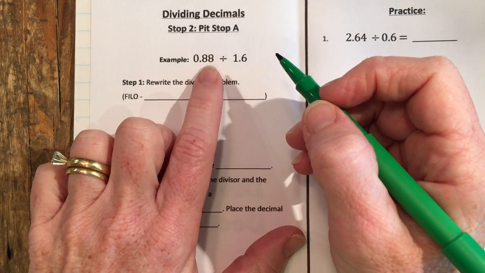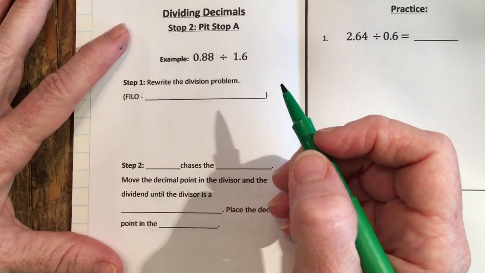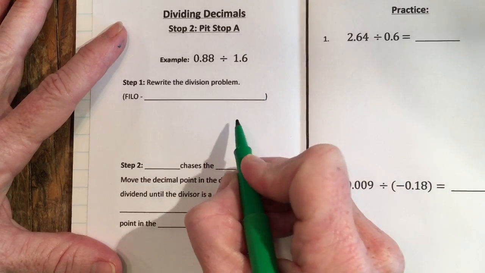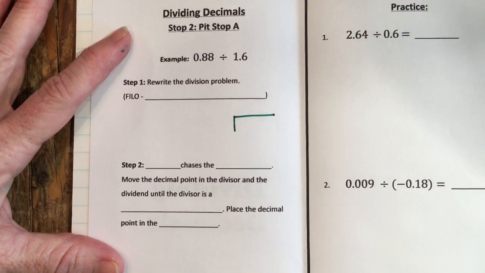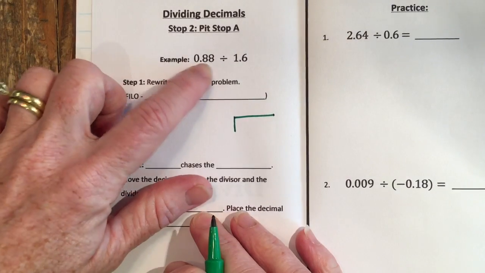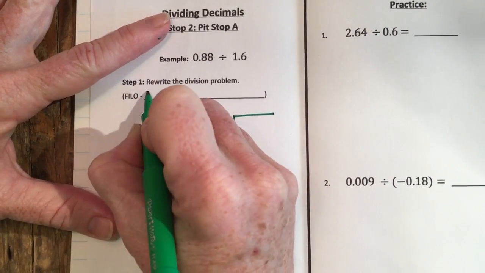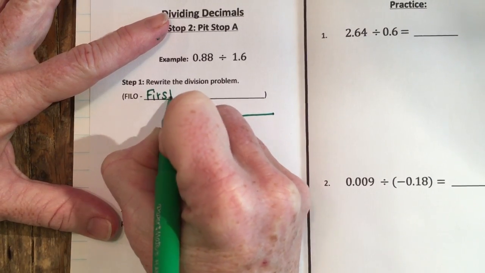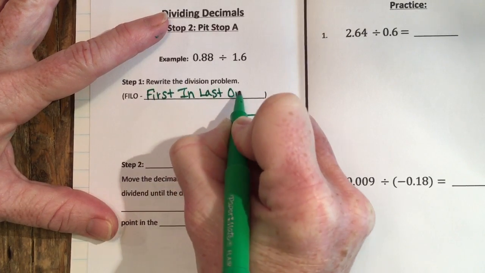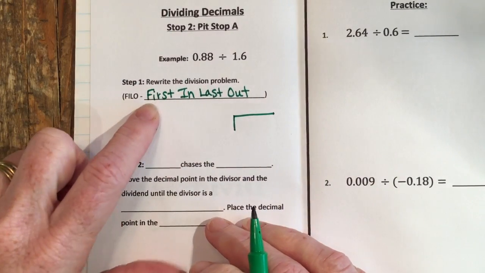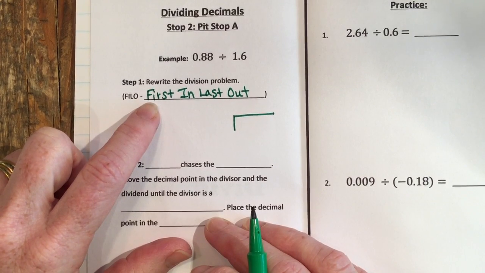The first thing we have to do is set this up as a long division problem. So we want to rewrite the division problem using the symbol for division, which we know is this little box looking thing. To figure out where the numbers go, remember FILO, which stands for first in, last out. And we like this because it reminds us of TIBO, top in, bottom out. It works for division as well.